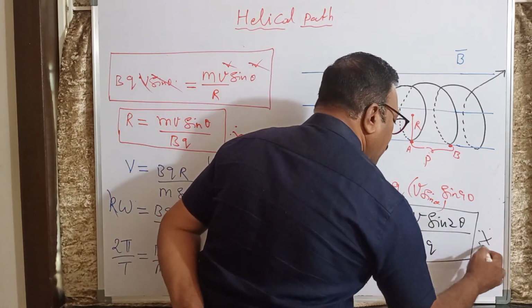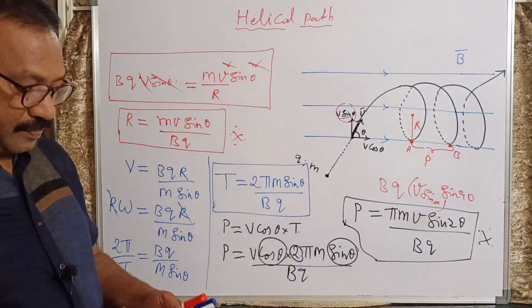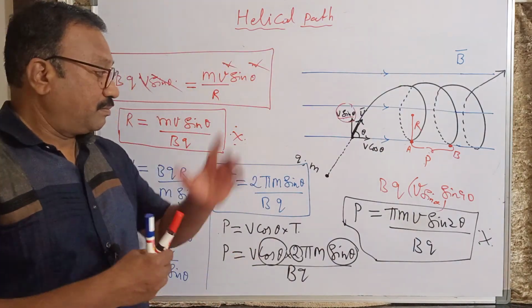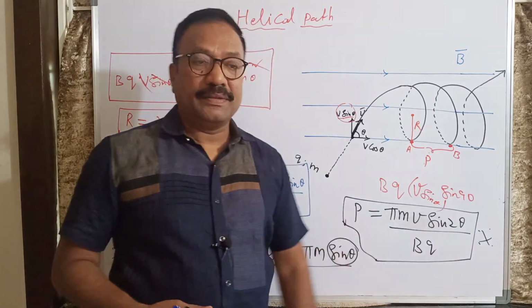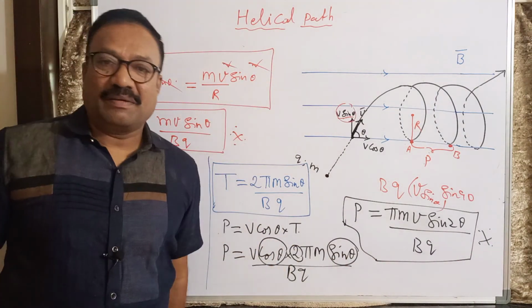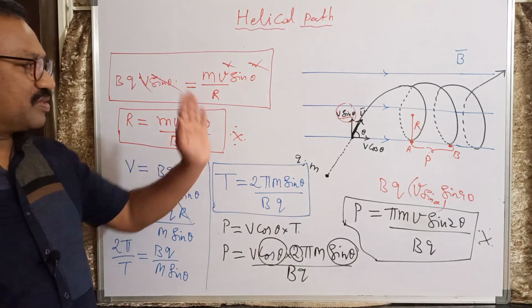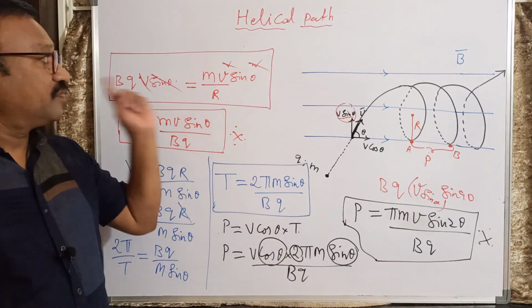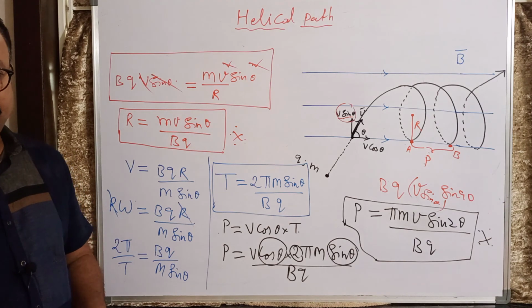So this is the pitch of the helical path. So three points: pitch of the helical path, radius of the helical path, time period of the helical path. These are the possible questions that can be asked in the exam from this helical path motion.